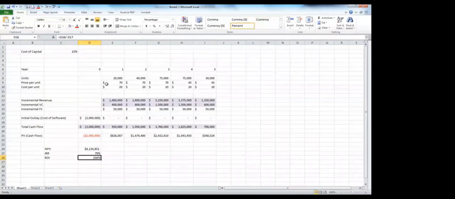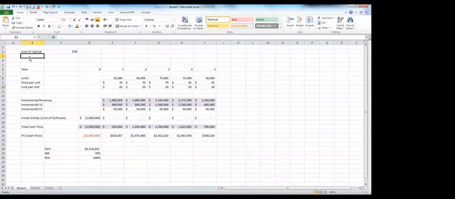Now, if I were to bump my cost per unit up to say 50 every year, you'll see what happens. I'm getting an NPV of negative 500,000. So I would not want to do this project if my incremental cost per unit went up that high. Then you can see I'm taking a hit on my return on investment. So that's something you can do.